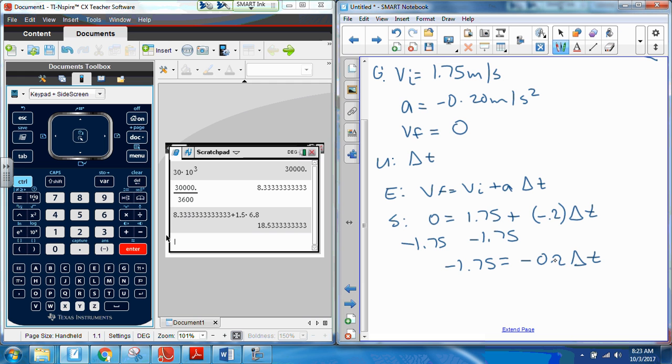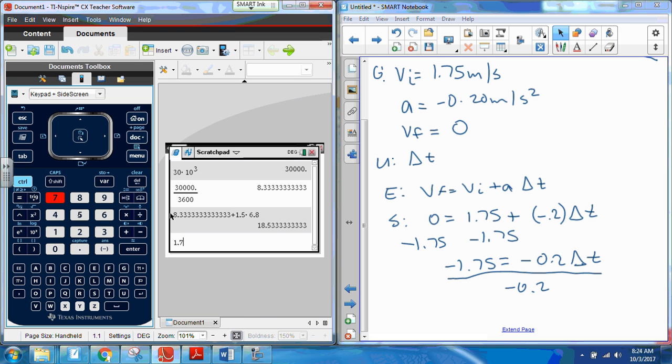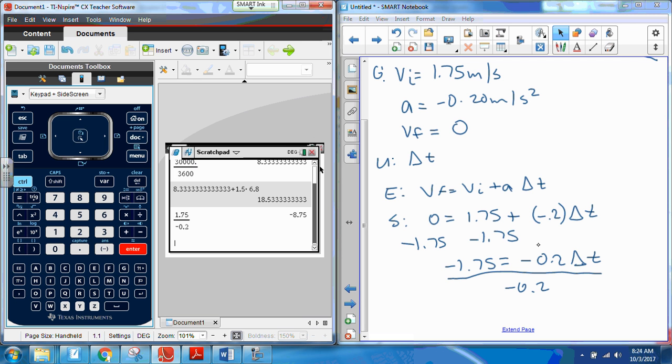What's the negative 0.2 doing to the t? It's multiplying. The opposite of multiplication is to divide. So now I go over to the calculator, type in 1.75 divided by negative 0.2, enter. Ooh, I forgot to put negative 1.75 divided by negative 0.2. So that just means that I should have gotten positive 8.75.